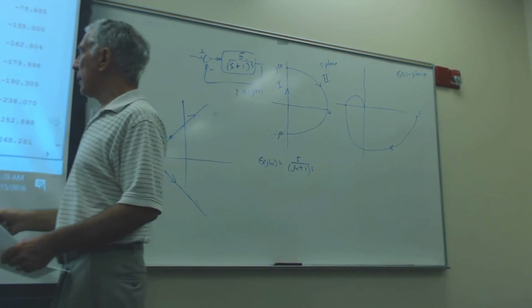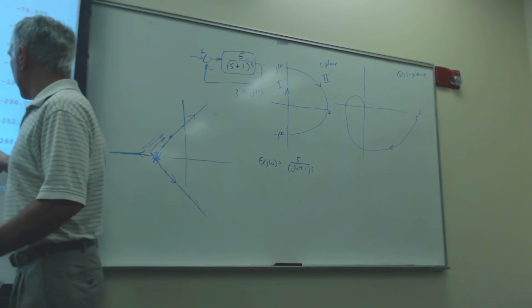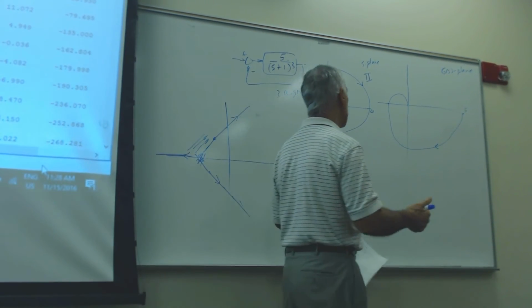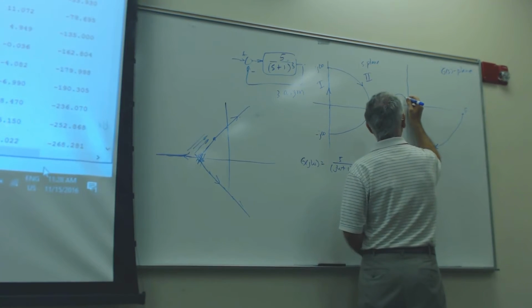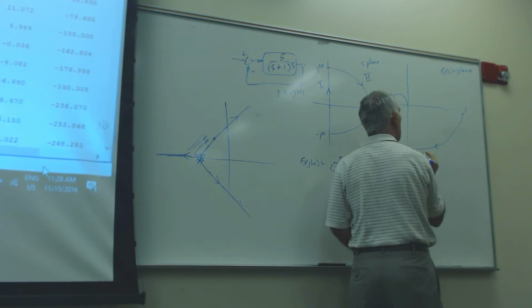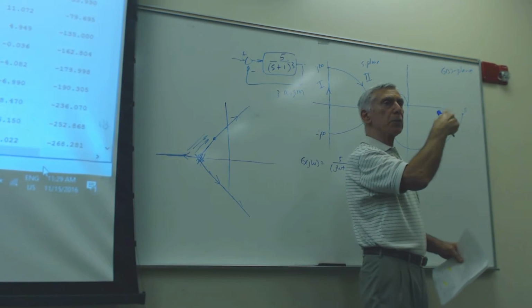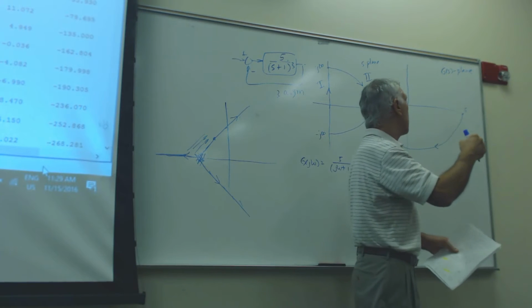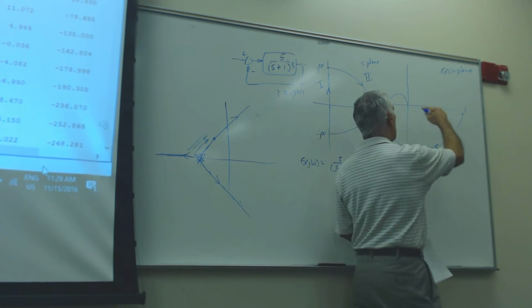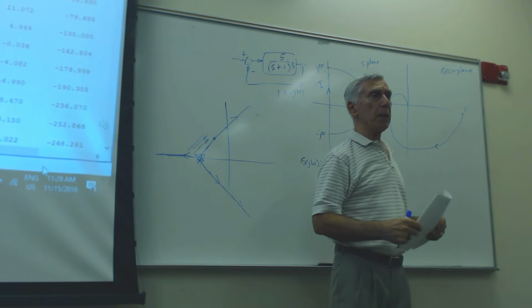You can see here at the very high frequencies, the magnitude is very low and the phase is essentially minus 270. So a point like right here has a vector from the origin with a phase of minus 260 something and a very small magnitude. That's why it ends up down there, right at the origin.